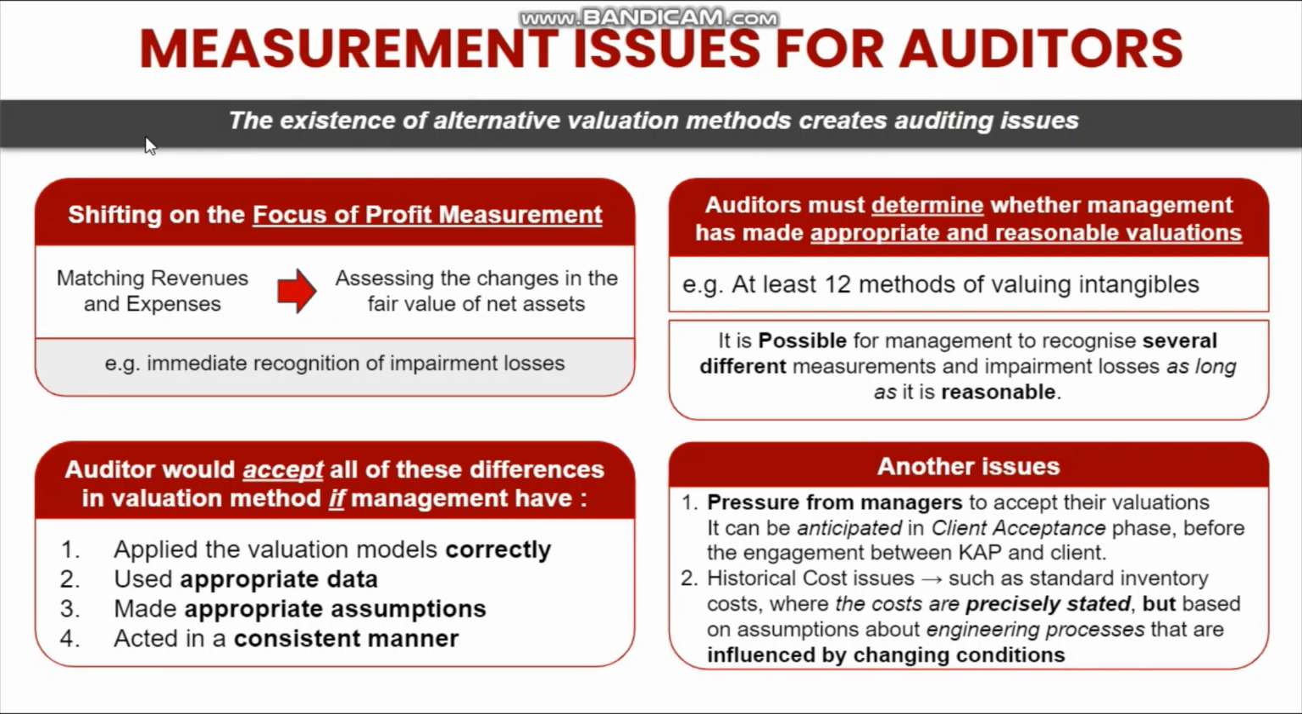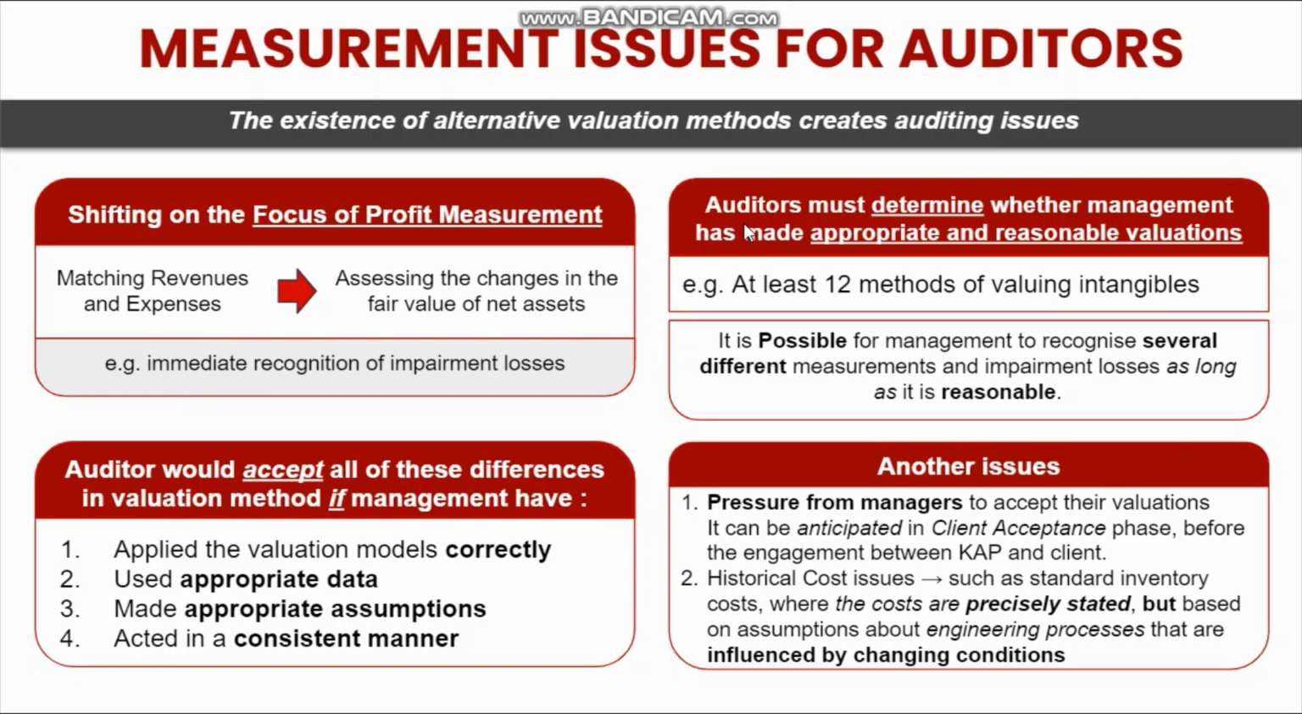As we presented before, there are alternative valuation methods in accounting, and the existence of these creates auditing issues. The first issue is a shift in the focus of profit measurement from matching revenues and expenses to assessing the changes in the fair value of net assets. The example is immediate recognition of impairment losses.